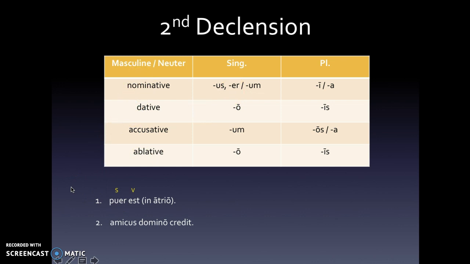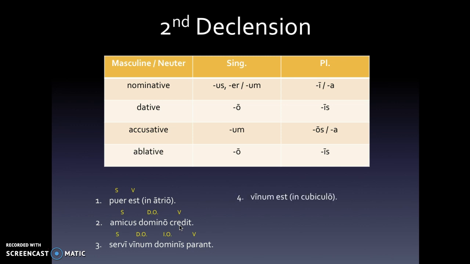Amicus domino credit. Amicus is our subject. Domino is our direct object. And you might say, wait, but an O is dative or ablative. We know it's not ablative because there's no preposition in front of it. And it's dative. Why isn't it the indirect object? Because credit is a special verb. Servi vinum dominis parant. The slaves prepare wine for the masters.